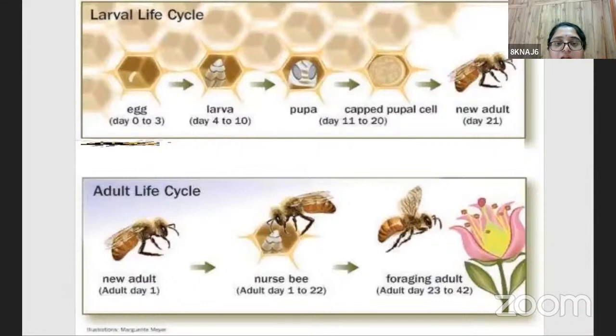And when it comes to the life cycle of the bees, you get to see egg, larva, pupa, then you have a capped pupal cell, and then a new adult is there. This new adult turns into a nurse bee, also known as a nurse bee. And then from there, it becomes a forager, that is, it goes and sucks the nectar from day 23 to 42. This is how it is.